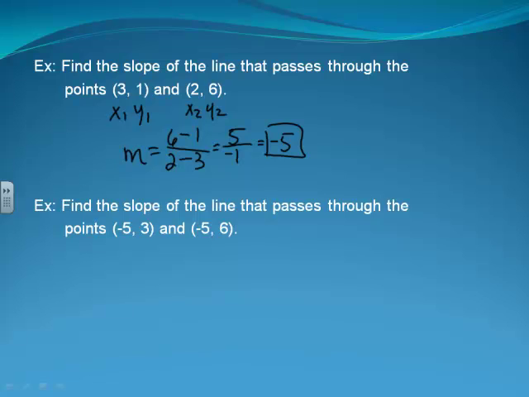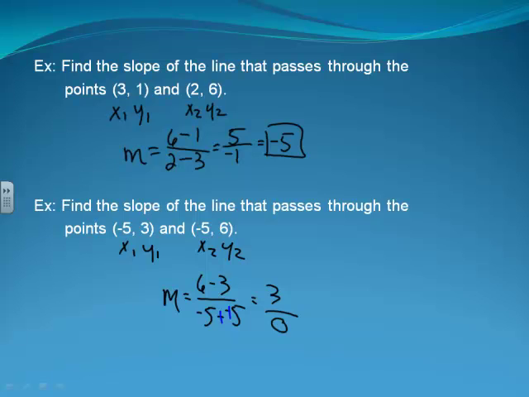Now let's look at the points negative 5, 3 and negative 5, 6. Again, I'm going to let one point be x1, y1, let the second point be x2, y2. Slope is y2 minus y1, or 6 minus 3, over x2 minus x1, which is negative 5 minus negative 5. Do the math. 6 minus 3 is 3. Negative 5 minus a negative is the same as plus a positive. So you've got negative 5 plus 5. Negative 5 plus 5 is 0.